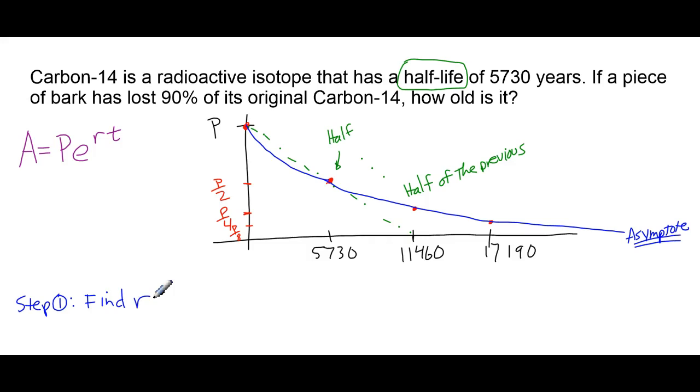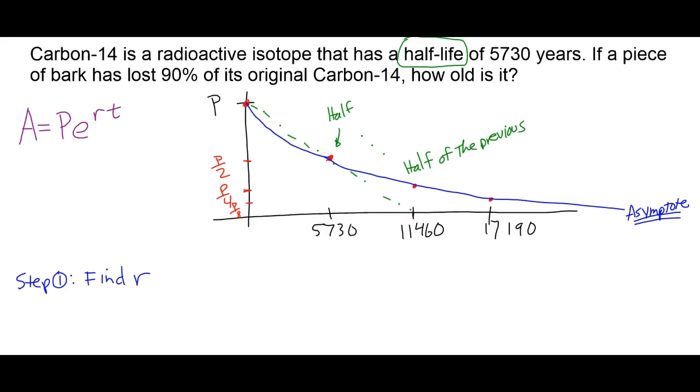In this case, the decay rate. Figure out what the decay rate is. And it's not going to be 5,730. That's the half-life. That's not the same as a rate. So what we're going to do is, like what we did in the previous video, we're going to plug in everything that we know something about.